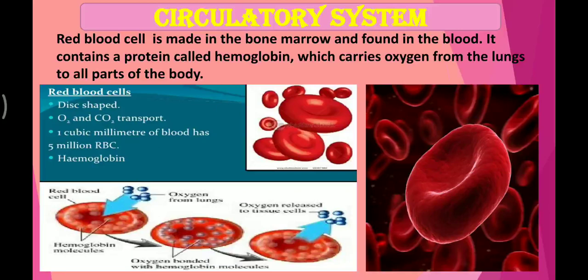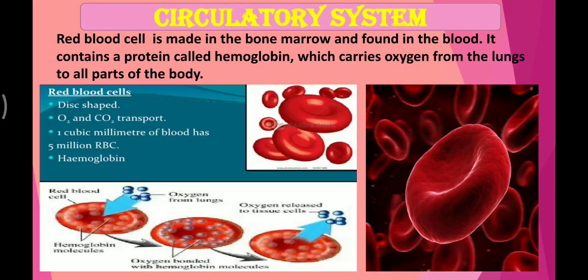In 1 cubic millimeter, a very, very minute amount of blood, there will be 5 million RBC. So many RBC. RBCs live for 120 days. Today if an RBC is born, it will live for 120 days. So 1 cubic millimeter of blood has 5 million RBC.